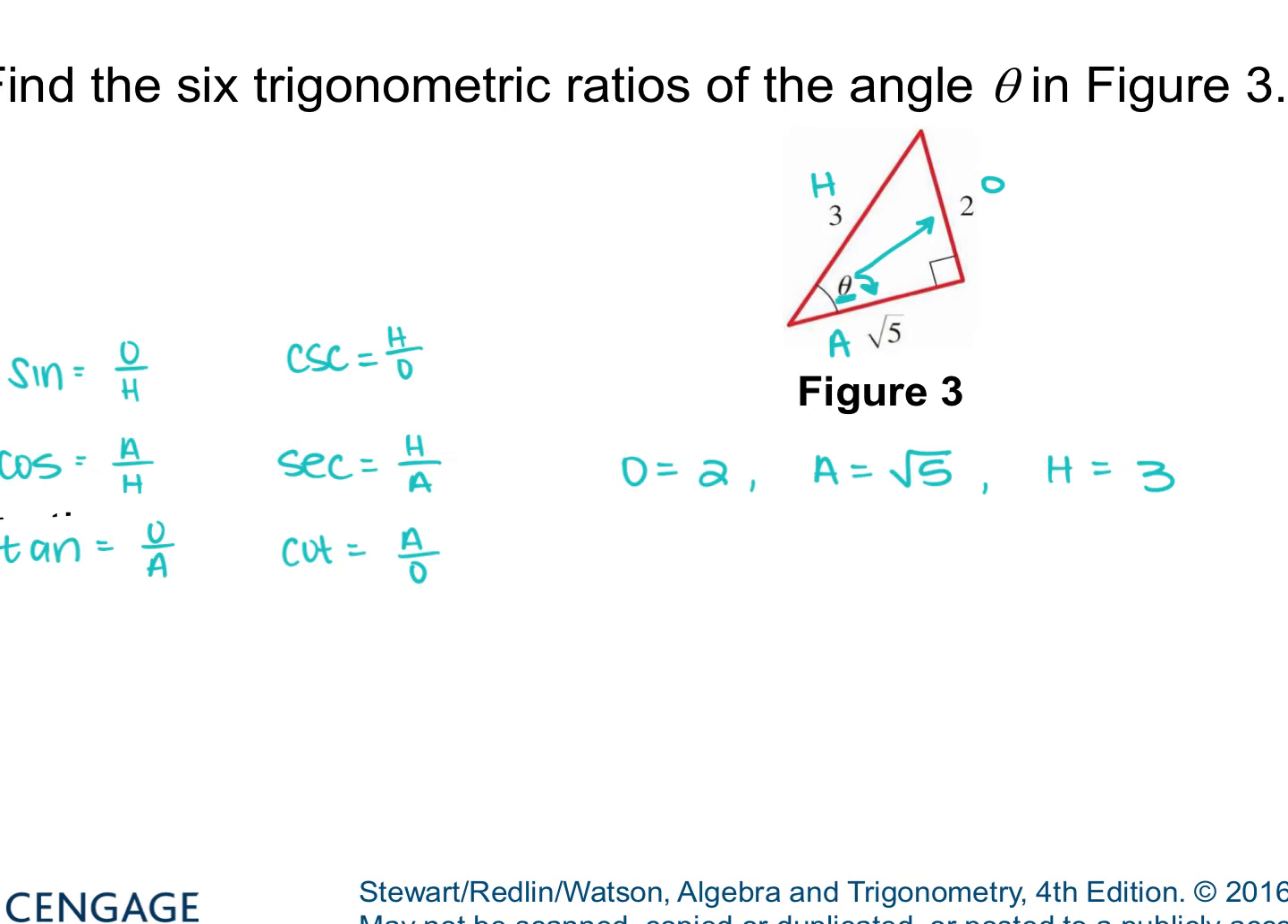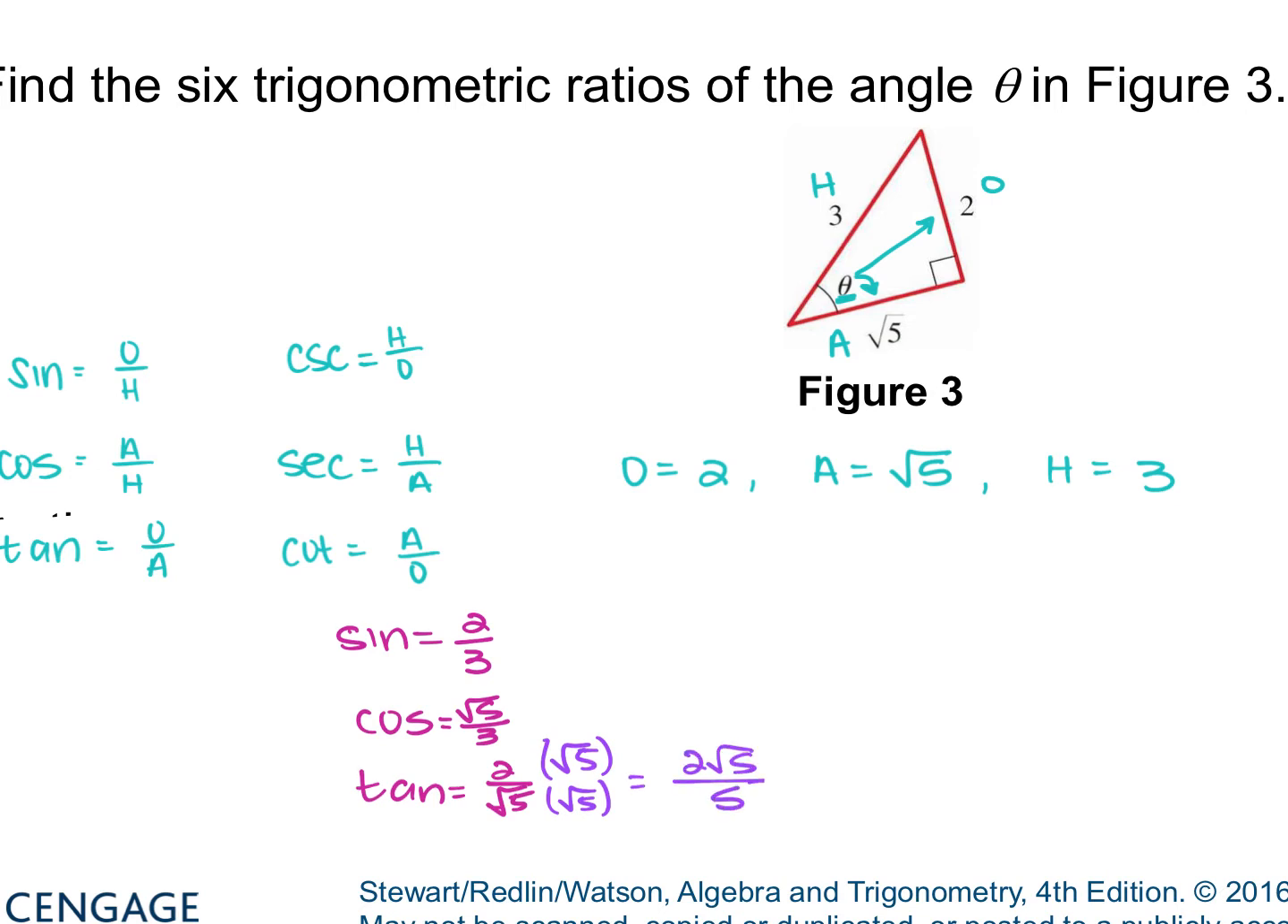Remember, you cannot leave a radical in the denominator, so you have to rationalize those denominators as well when you're doing these. So for sine, we have opposite over hypotenuse, so that's 2 over 3. Cosine is adjacent over hypotenuse, so that's the square root of 5 over 3. Tangent is opposite over adjacent, so that's 2 over the square root of 5. You cannot leave that radical in the denominator, so multiply top and bottom by that radical. That gives us 2 square root 5 all over 5.